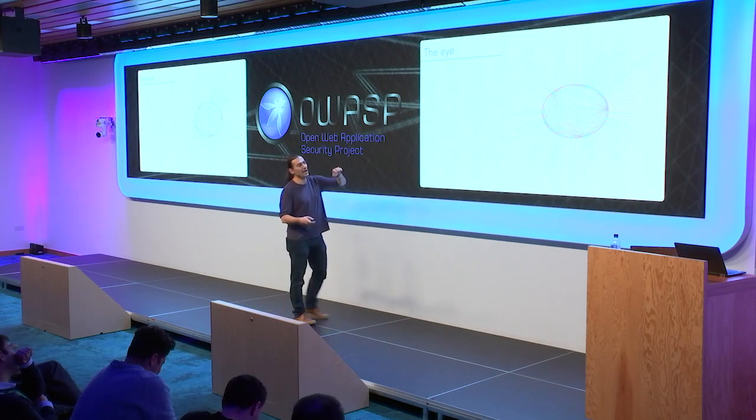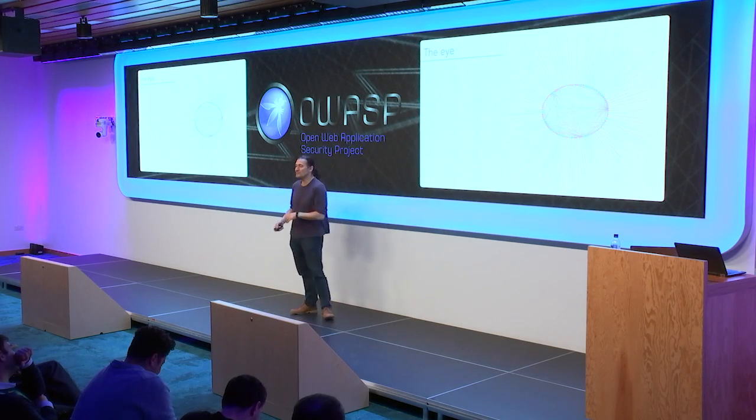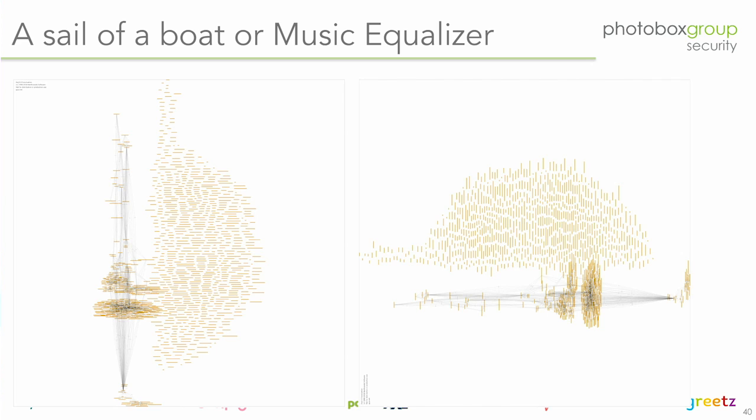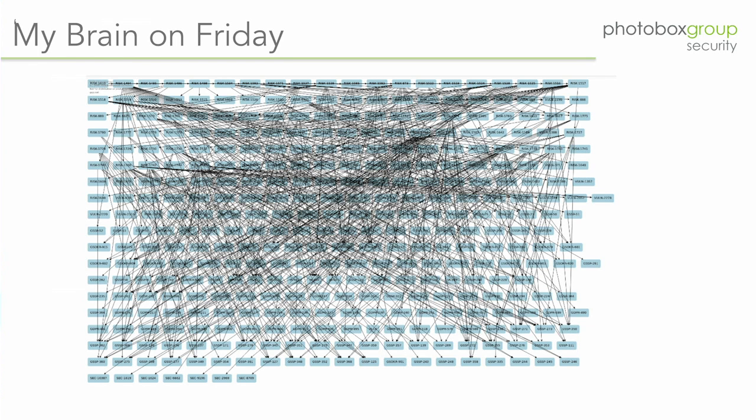So this is the eye. I haven't found a great use for this view, but it looks pretty cool. This is the circular view. Every one of those is an issue. I call it the boat or a music equalizer. This was another one, I think VivaGraph, but it didn't actually produce anything interesting. Somebody says it's my brain on Friday.